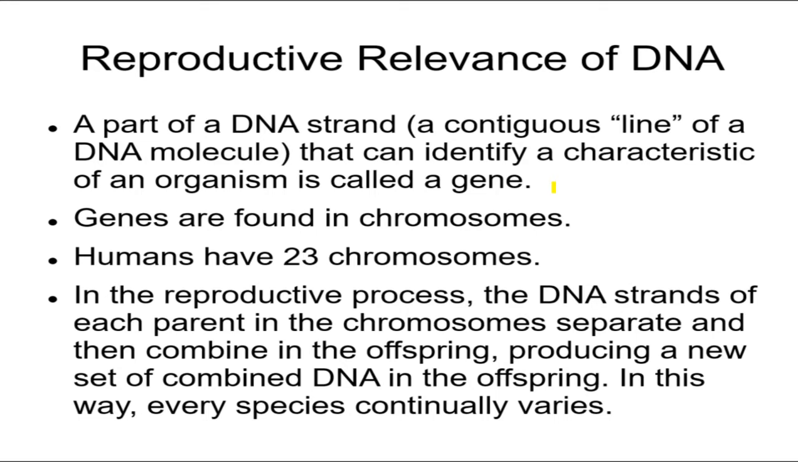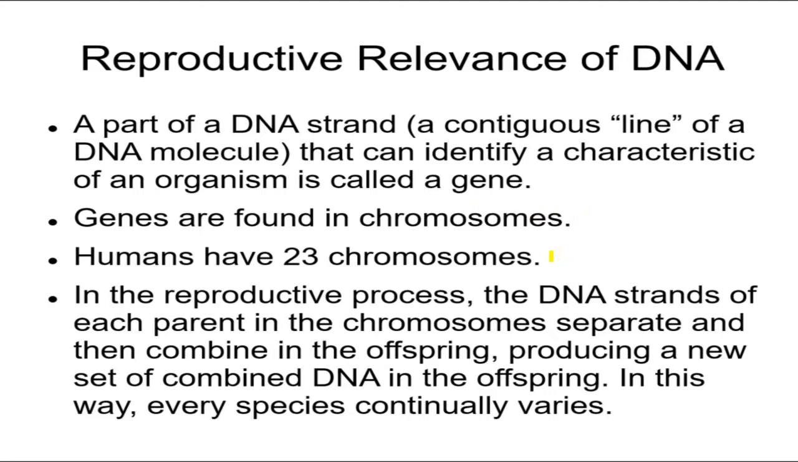Fast-growing fingernails, whatever it might be. If we can use it to identify a characteristic of an organism, then we call it a gene. A gene is like a cluster of bases that we know does something or identifies a characteristic in the organism. That's a gene. It's a cluster of base pairs. The genes are found in the chromosomes in the nucleus.